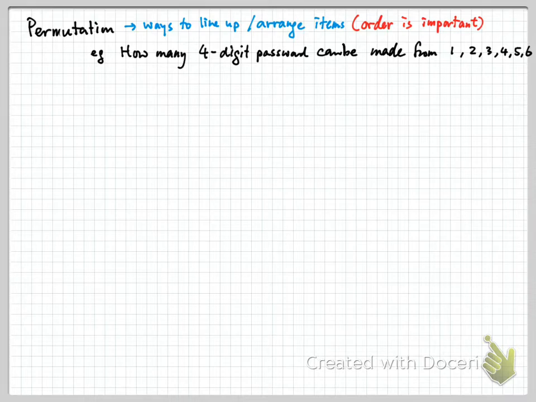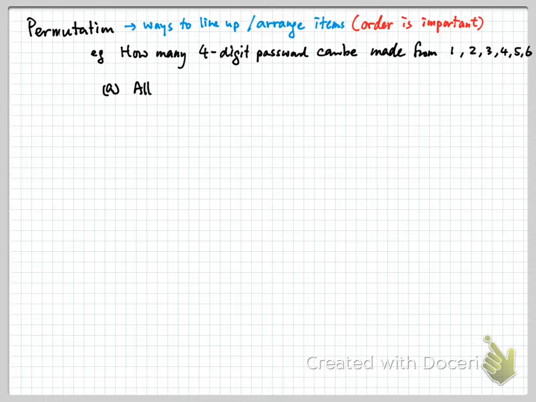You know that for a password, 1, 2, 3, 4 is not the same as 3, 1, 2, 4. Nor is it the same as 1, 4, 2, 3. The order is important. That is how to line up or arrange the items. But before we answer that question, there is still one thing we need to clarify. For example, do you allow a password like 1, 1, 2, 3? Do you allow repeat digits?